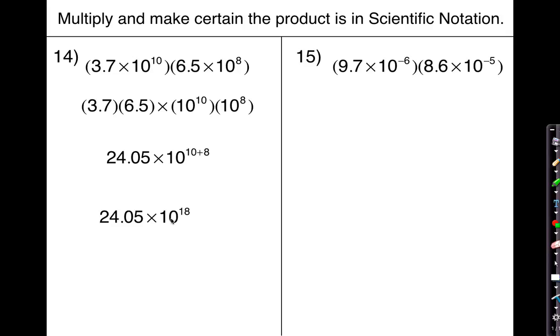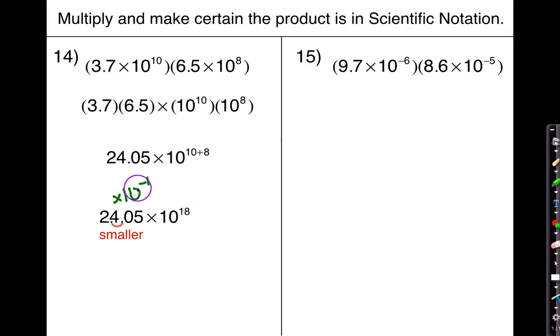Now I can't stop yet because my coefficient is too large. I'm going to need to make it smaller by moving it once over to the left. By making it smaller, I'm essentially multiplying it by 10 to the negative first. Or you can think of it as I am dividing by 10, because that's what negative exponents represent, repeated division.